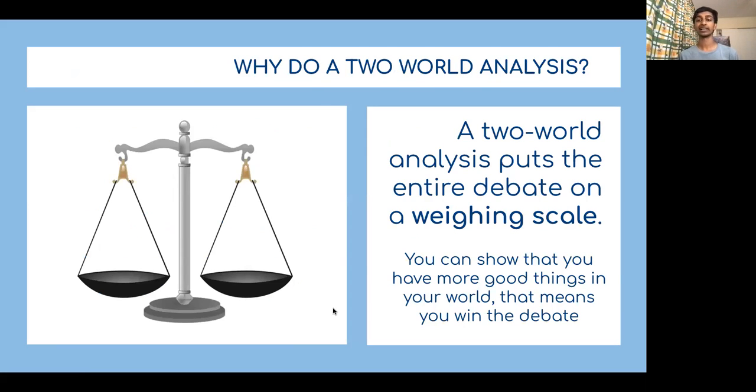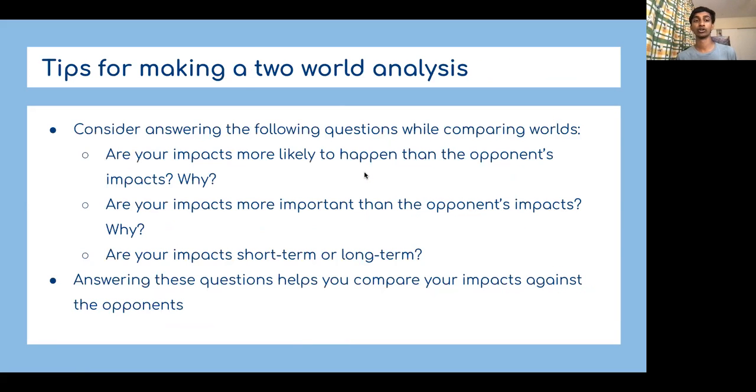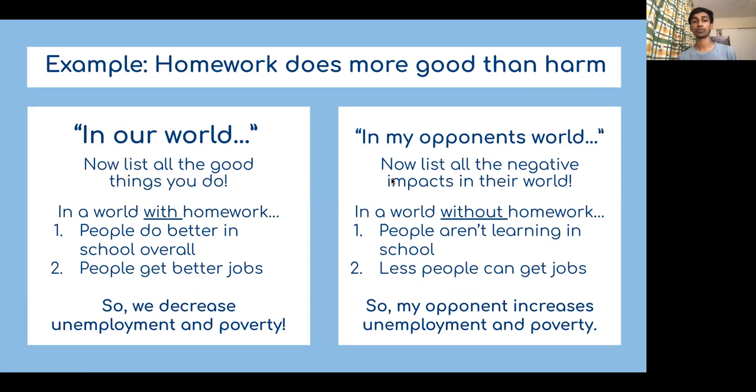How do you do a two-world analysis? Well, a two-world analysis puts the entire debate on a weighing scale. You can show that you have more good things in your world, meaning you win the debate. You're comparing the good of your world to the bad of your opponent's world. Here are some tips for making a two-world analysis. You should try to consider the following questions. Are your impacts more likely to happen than your opponent's impacts? Are your impacts more important than your opponent's impacts? Do you affect more people? Are your impacts irreversible? Are your impacts short-term or long-term? Answering these questions helps you compare your impacts against your opponent's.